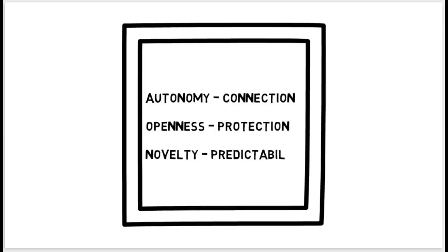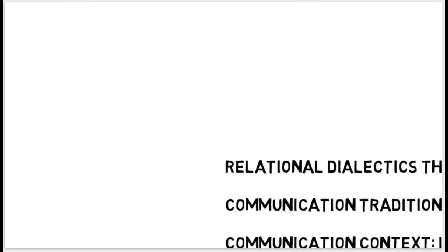The second is openness and protection. This is our conflicting desire to be open and reveal personal information to our partner, but still keep some information to ourselves. The third is novelty and predictability. This is our conflicting desire to experience the comfort of stability and the excitement of change in relationships.